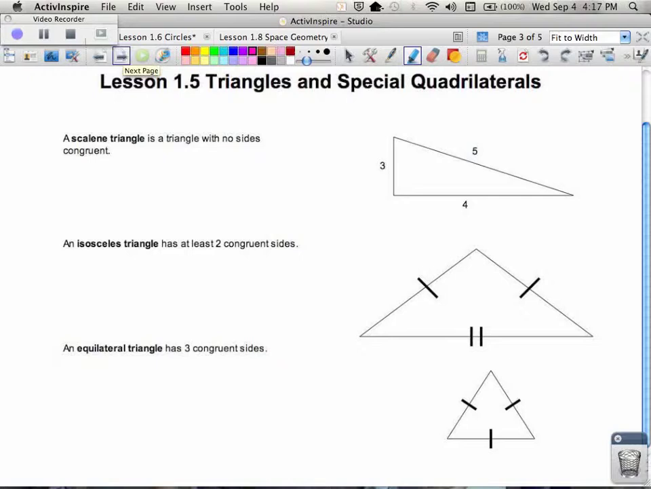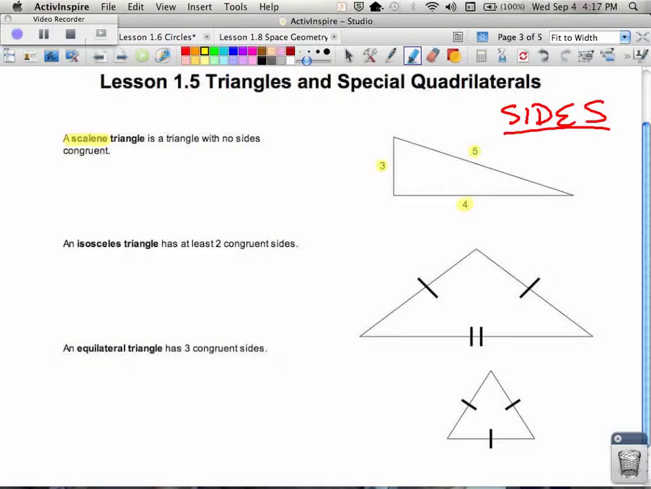Funny enough, there are also three side classifications of triangles. So when you're talking about triangles, you can also classify by the sides. On the previous slide, we talked about classifying by angles. Now when we classify by sides, one way to classify it is something that's a scalene triangle. That's when none of the sides are the same.